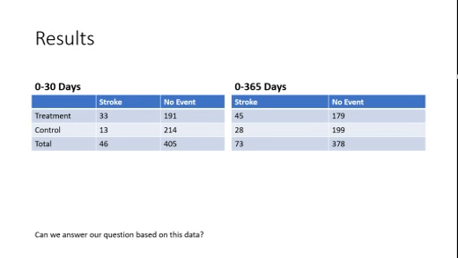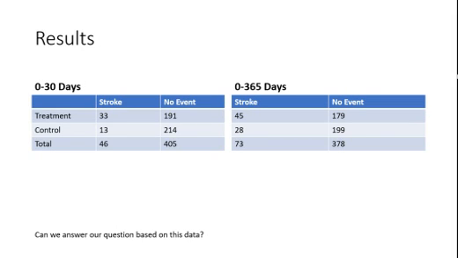Okay, so here are the results that you have from this study. You see the treatment group, again, the ones with the stents. 33 had a stroke within the first month. 191 did not have any event. The control group, only 13 had a stroke, and 214 had no event. And then you get your totals. And then for the entire year, you've got 45 had a stroke in the treatment group, 28 in the control group, and then you have your numbers.